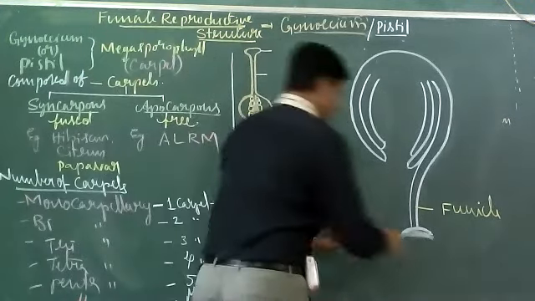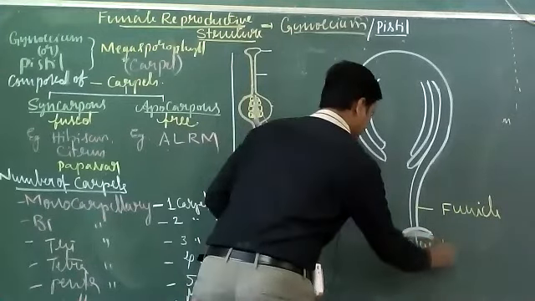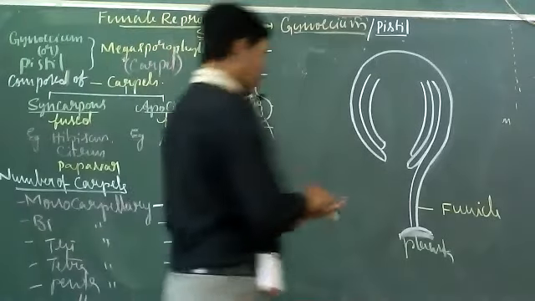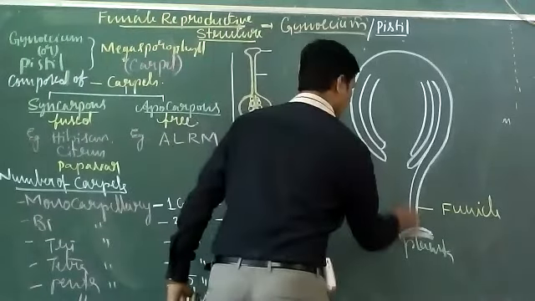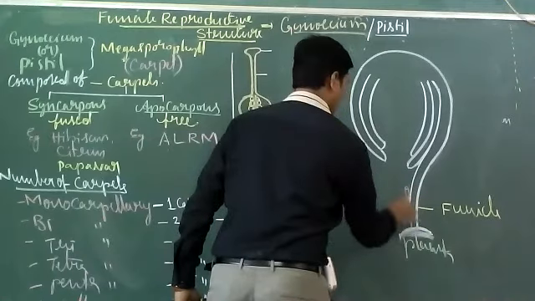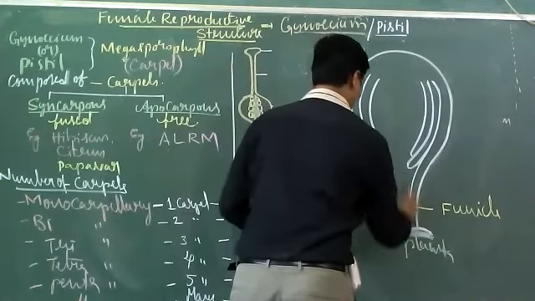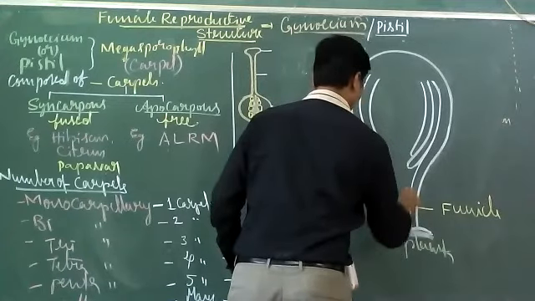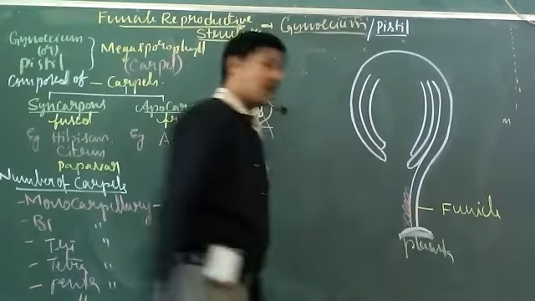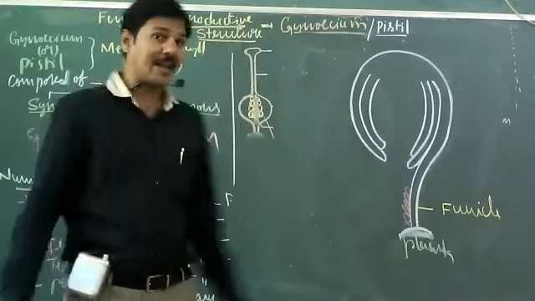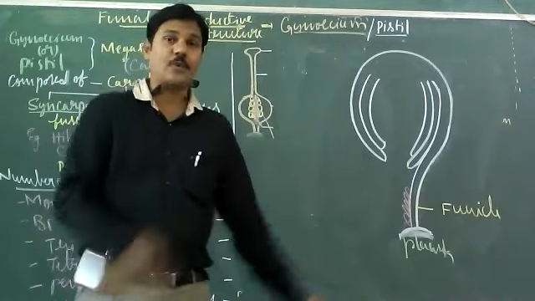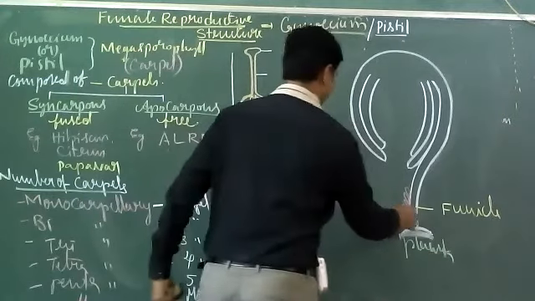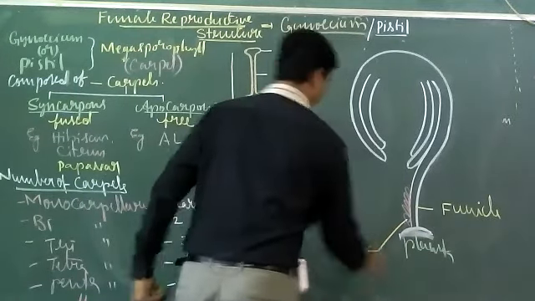Then tell me what is this? This is placenta. That is placenta. So funicle. So now here some specialized finger-like projections you can see. Generally, these finger-like projections are present mostly at the funiculus region. So, these finger-like projections are called as obturator.